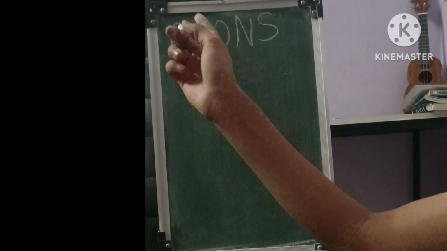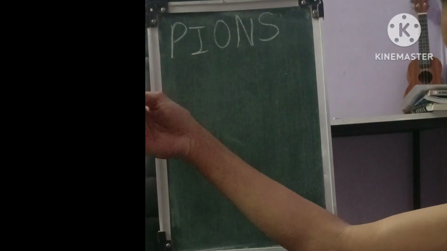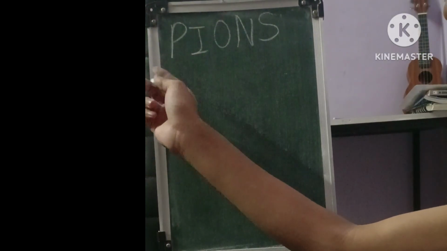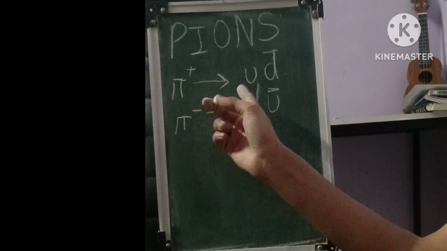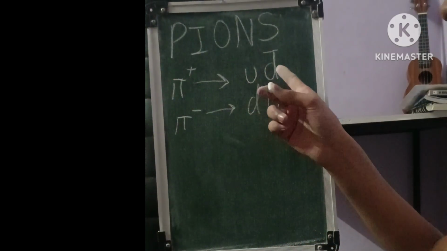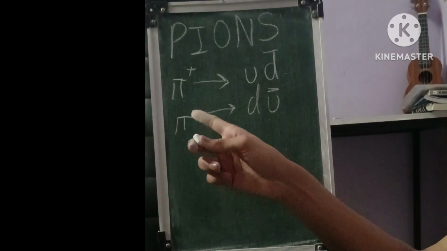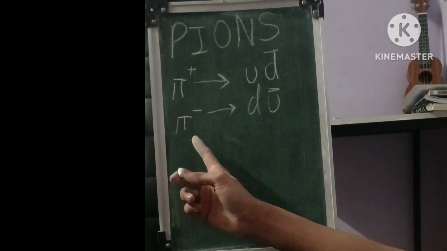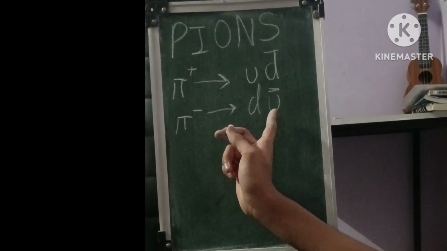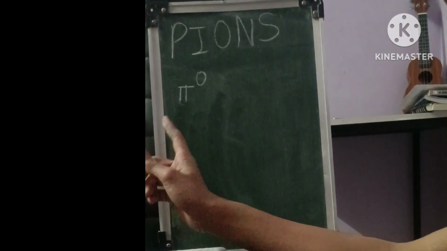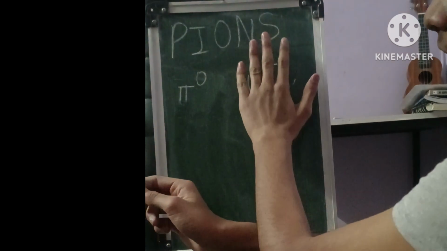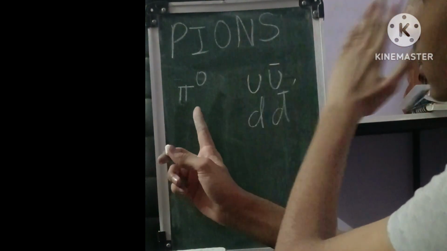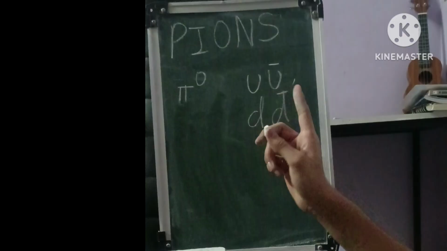Moving on, we have pions. Again, there are different types of pions. Positive pions have composition as up quark and anti-down quark, and the opposite of this, the anti-pions, down quark and anti-up quark. Then there is pi 0, pi neutral. If we take pi 0, it is a mixture of this and this.